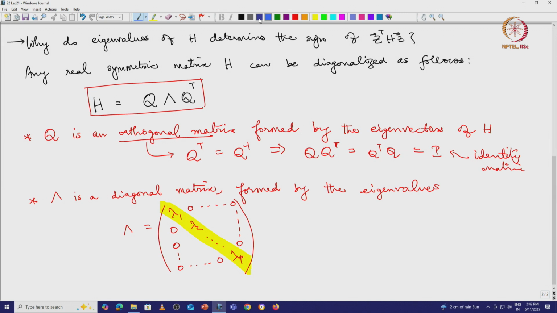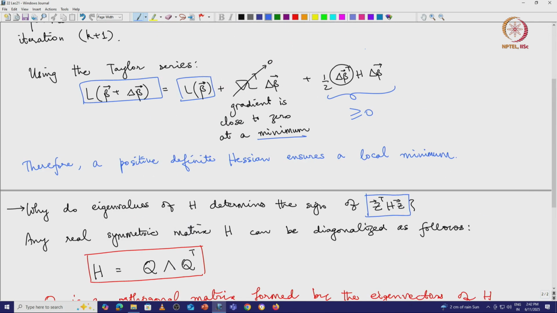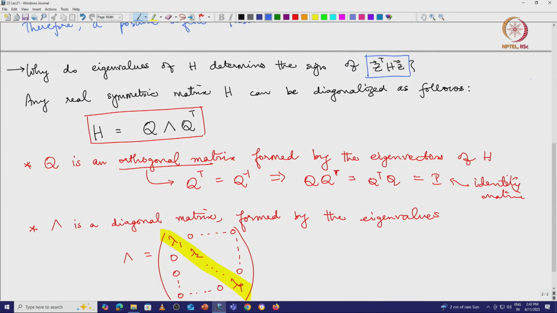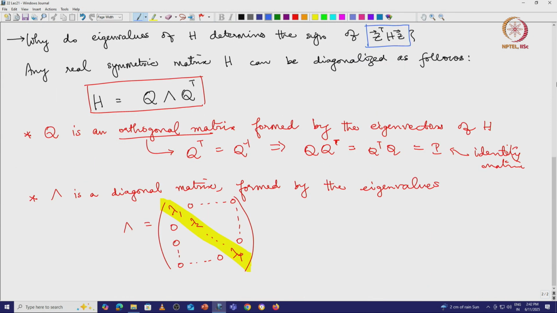Now what you can see is that we want to determine the sign of Z transpose H Z, because this was the term that appeared in the Taylor series expansion of the loss function. So how do we do that? Let us consider this quantity Z transpose H Z.